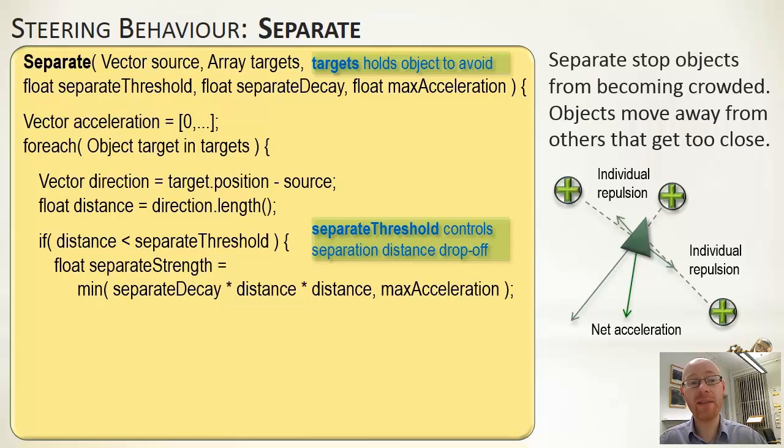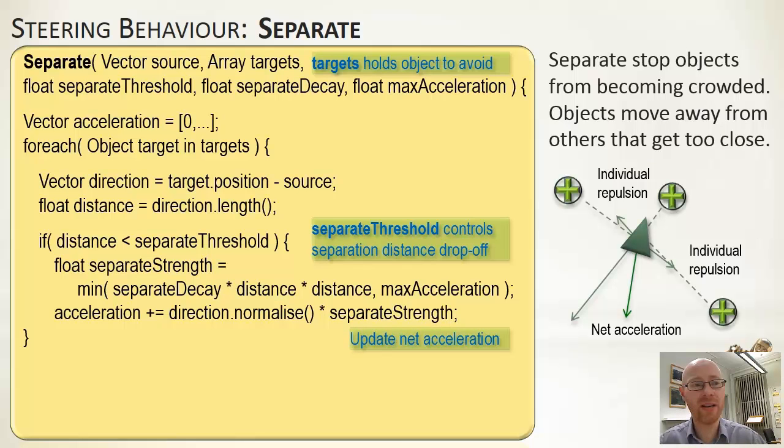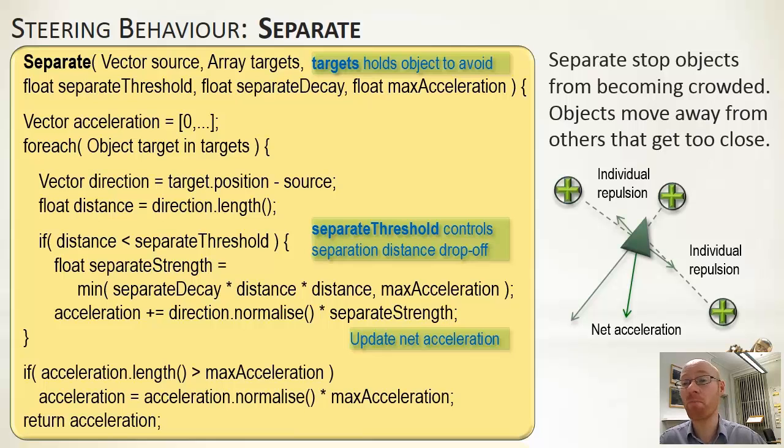Having calculated the strength, then we work out the direction that we have from our source to where we want to go, and we multiply that by the strength of us trying to get away, and we add that onto our acceleration vector. Now it is adding it on, so this is part of the for loop, and we'll go around and do this for all of the objects, and we'll keep accumulating the acceleration. Finally, at the end, we check to see, okay, we've potentially added a lot of things onto the acceleration. Let's just make sure we haven't got a net acceleration which actually breaks our maximum value. So we do a final check here to make sure that we have a valid acceleration, normalizing it if we need to do so, and then we return that.